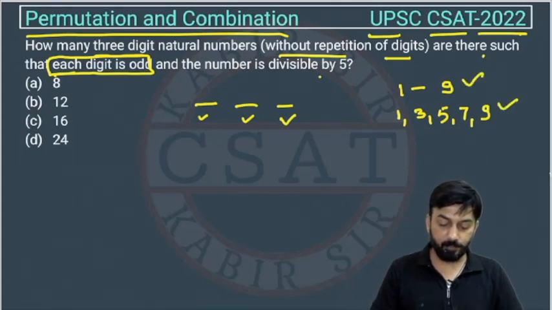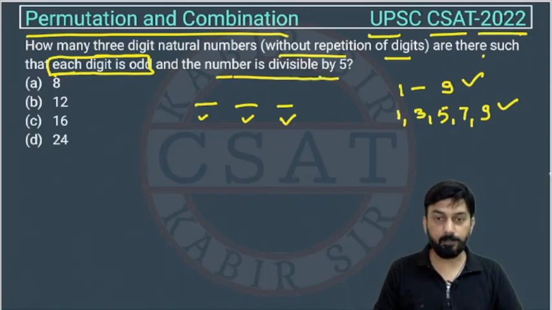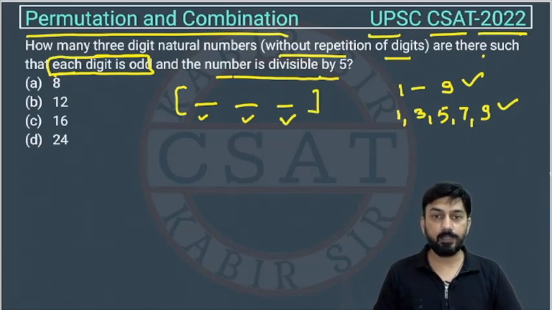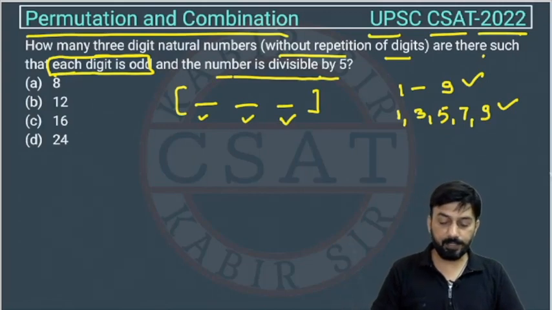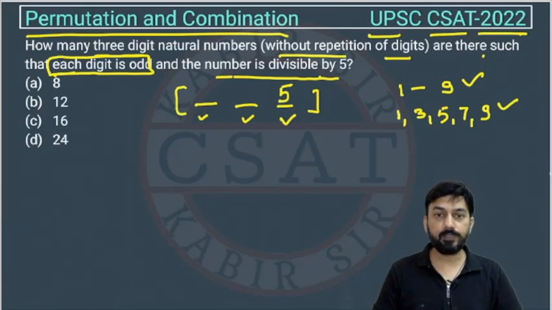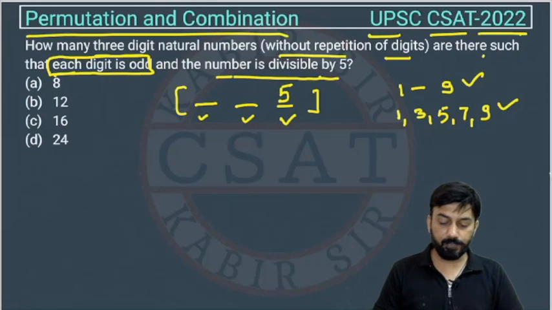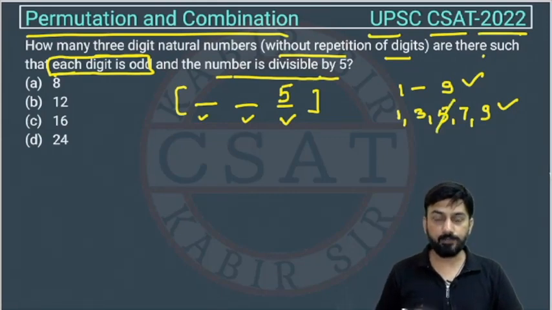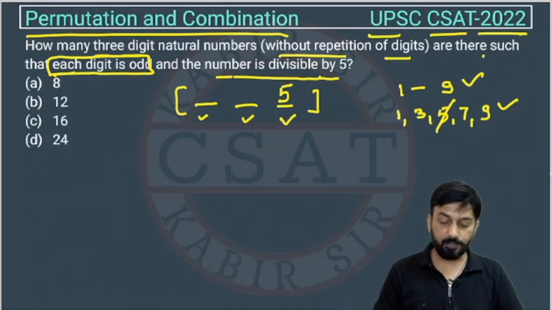Then one more condition is given, that the number is divisible by 5. If you remember from the number system, in the divisibility rule, the number will be divisible by 5 if the last digit is 5 or 0. But here we have to consider only 5 because we have to consider only natural numbers. So the last digit will be 5. So 5 is already used. We cannot use 5 again because no repetition is allowed.